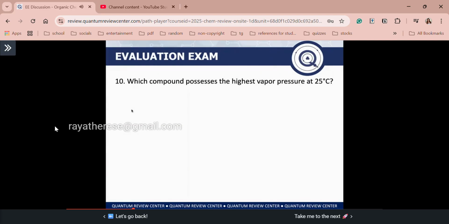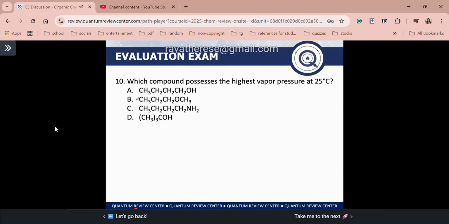Alright, number 10. Which compound possesses the highest vapor pressure at 25 degrees Celsius? Class, remember, for vapor pressure, this is inversely related sa boiling point. Kapag mataas ang vapor pressure, highly volatile, so you have lower boiling point. And remember, ang relationship ng boiling point with IMFA, pag your boiling point is lower, IMFA is also lower. So with that being said, you will just really need to find out which of these compounds has the weakest IMFA. Letter A, of course.